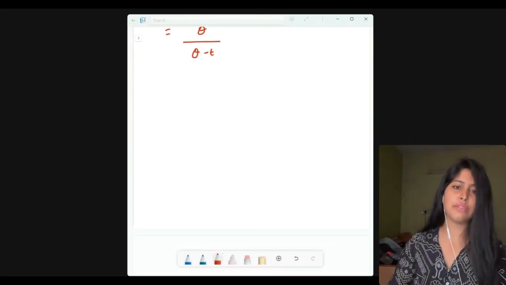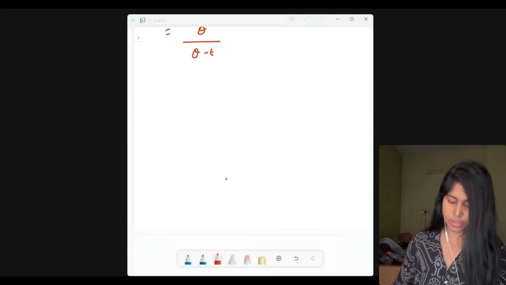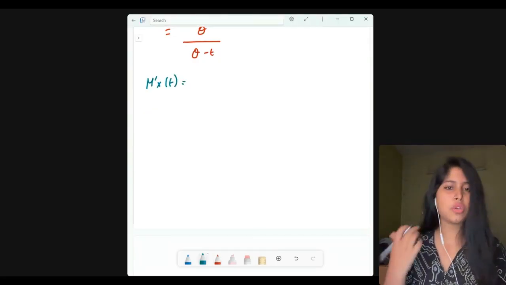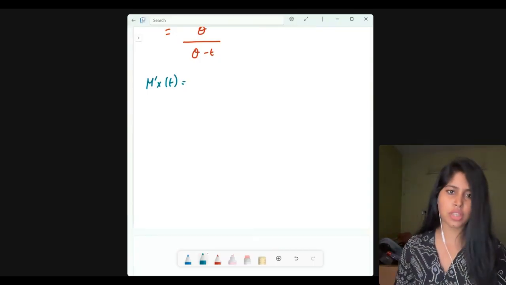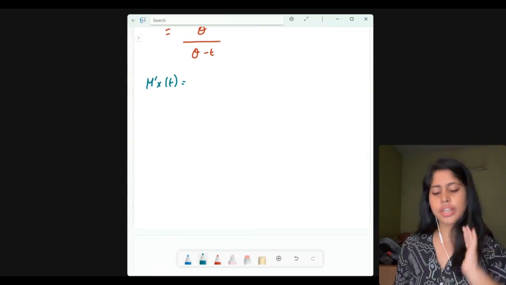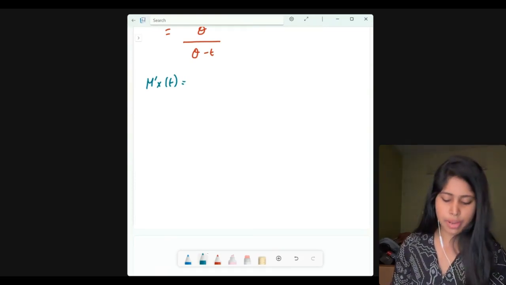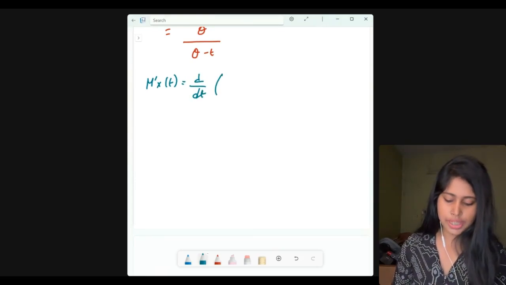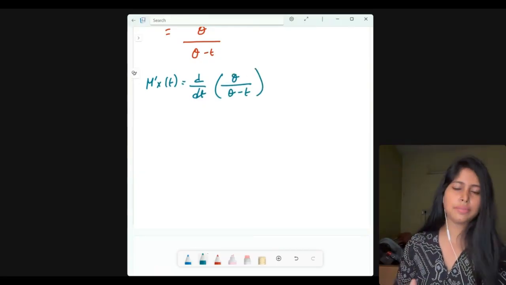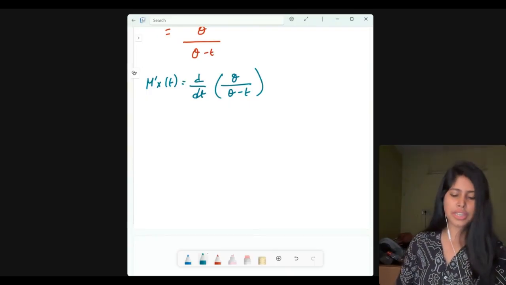Next is what we have to do, derivation. Derivative of M dash X t, for what we are trying to find the mean now. After we do the derivation, we will put that t to be 0. Okay. So here we can see that if we do d by dt of theta by theta minus t, then we have to use the quotient rule, right? That is the division formula for the derivative.